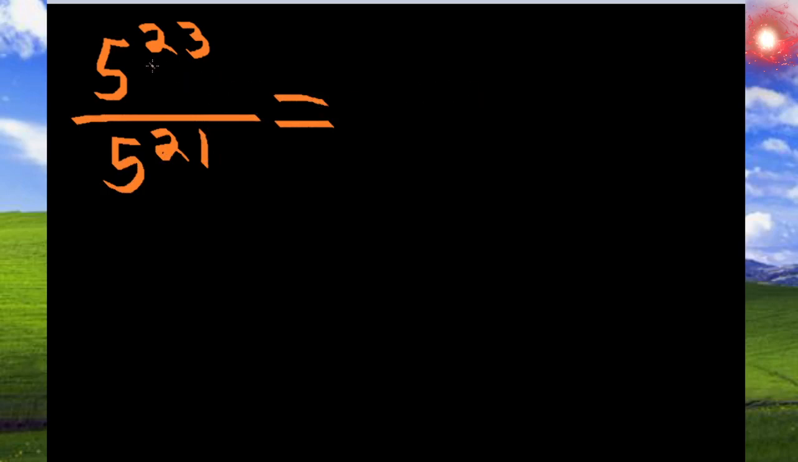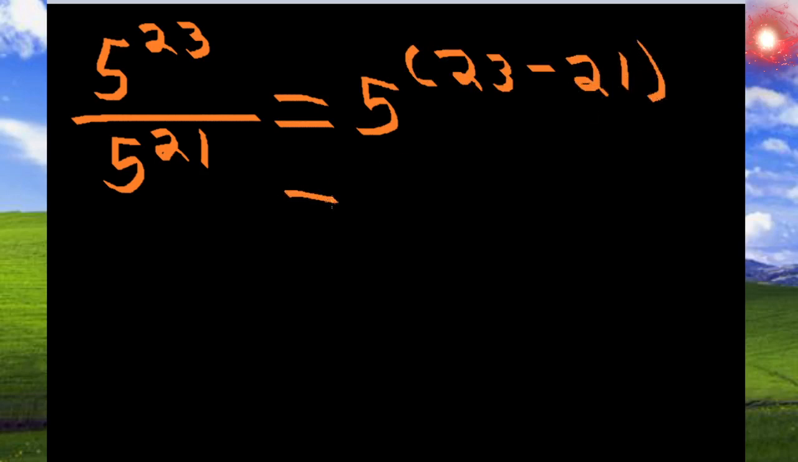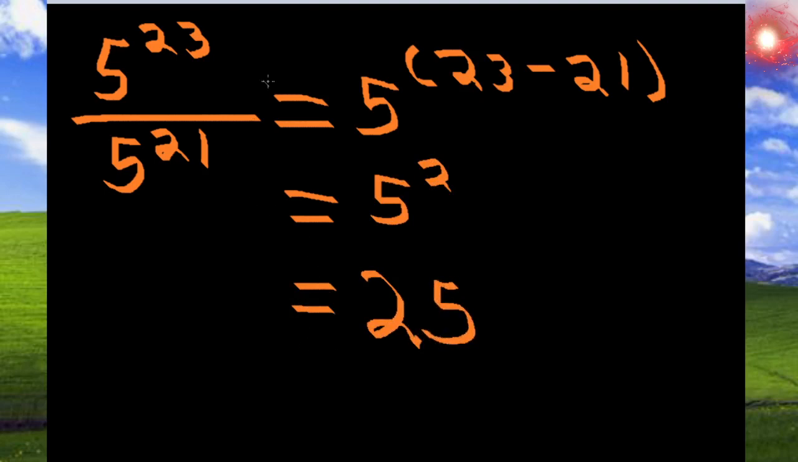When you're dividing the same base to a certain exponent, this is equal to 5 to the 23 minus 21. When you have the same base, you can put it in this form. This is equal to 5^(23-21), which is equal to 5^2, which is equal to 25. So that's how you would handle that situation.